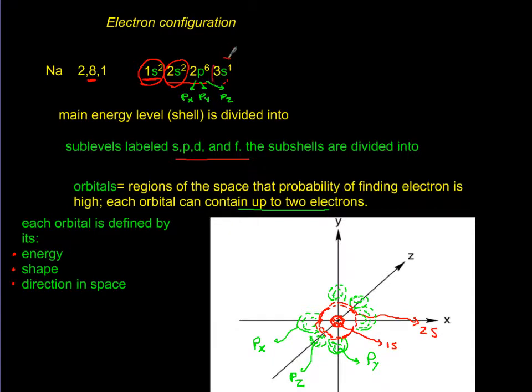Now finally, where is my 3s? It should be a bigger sphere that encompasses the rest. So this is, for example, your 3s.